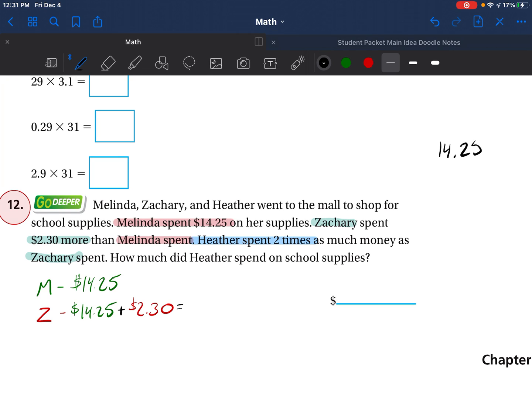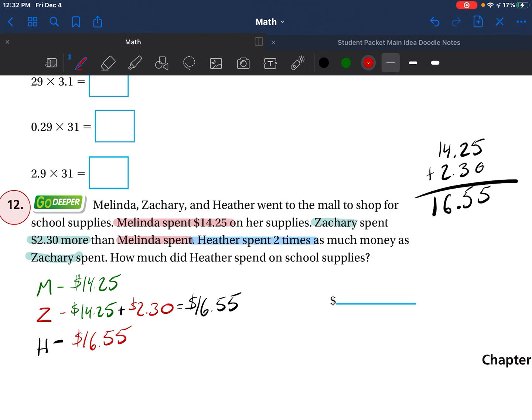So over here onto the side, I'm gonna do 5 plus 0 is 5, 2 plus 3 is 5, 4 and 2 is 6. So Zachary spent a total of $6.55. And then last, we get down to Heather. And we know that Heather spends 2 times as much as Zachary. So I go ahead and I use Zachary's total, which was $6.55. And now I'm going to multiply that by 2, and this will give us our final answer that the story problem is actually asking us for.